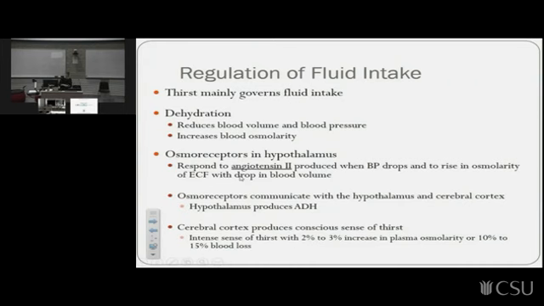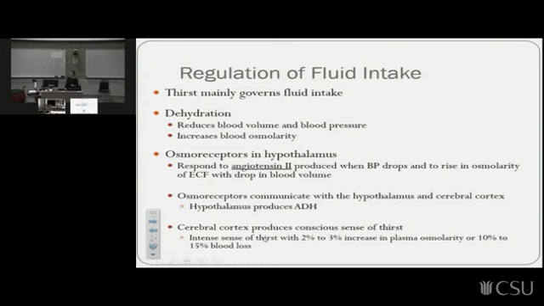Osmoreceptors communicate with the hypothalamus and cerebral cortex, where the hypothalamus produces antidiuretic hormone and tells the body to retain water. So there are signals coming from the brain to the kidneys that say don't lose any more water through urine, we need to hang on to as much of that as possible because we're starting to feel a bit thirsty. And then we've got the cerebral cortex, which produces the conscious sensation of thirst.